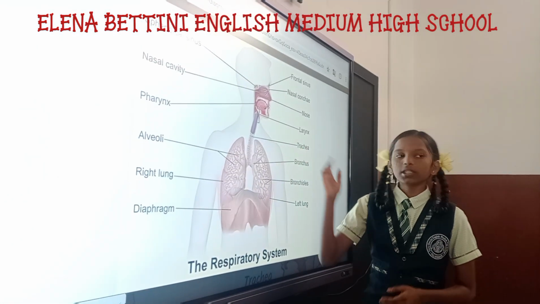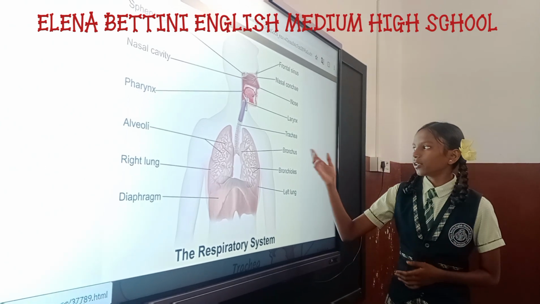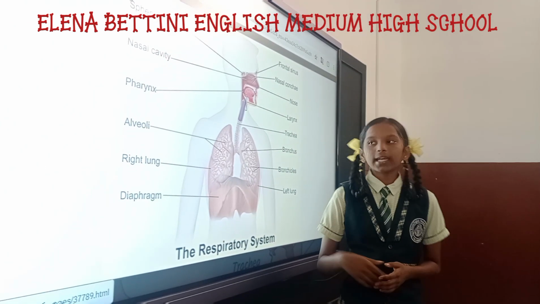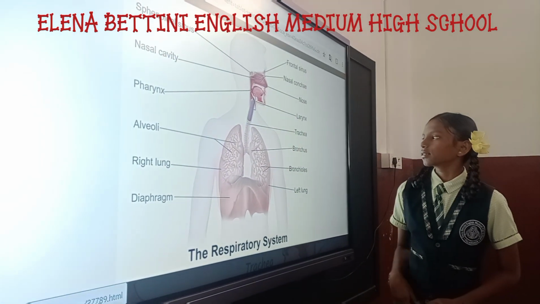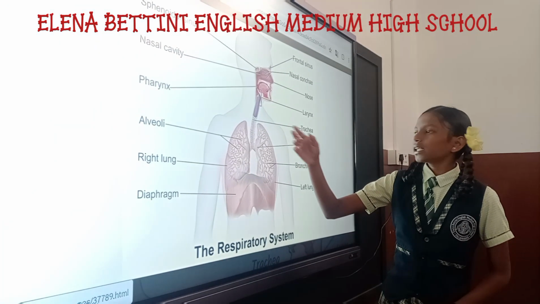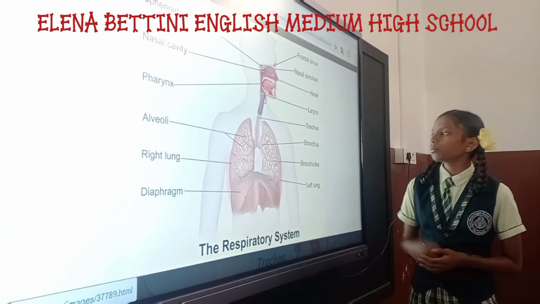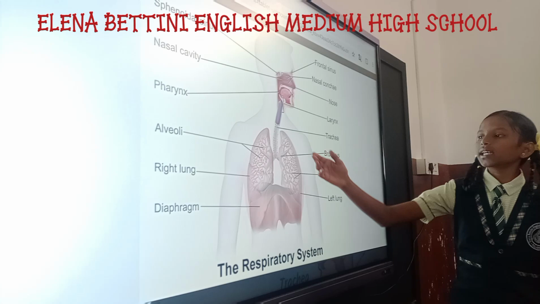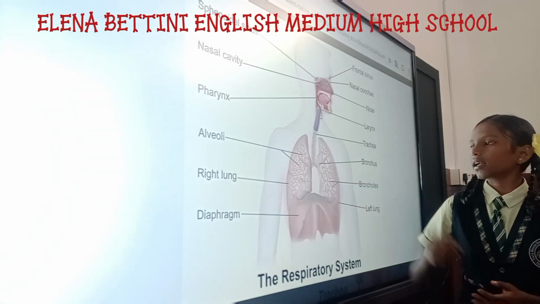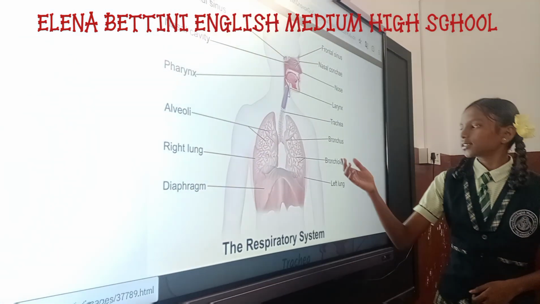Next, the air passes to the trachea, which is also called the windpipe. The trachea carries air from the larynx into the lungs. The trachea is divided into two tubes called bronchi. One bronchus enters the left lung and the other enters the right lung. And the air finally reaches the lungs.